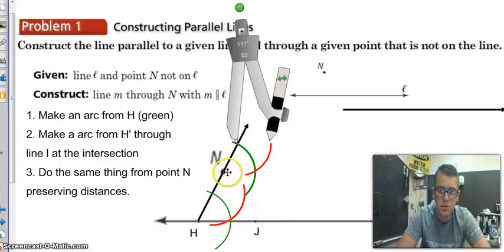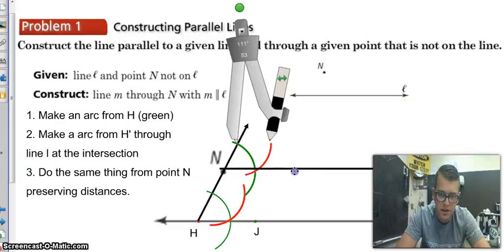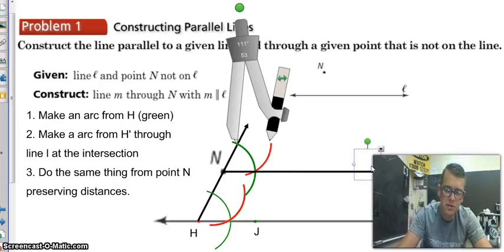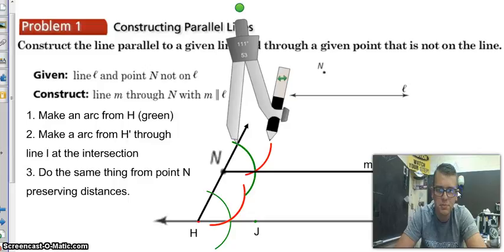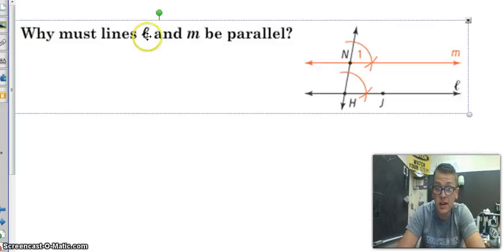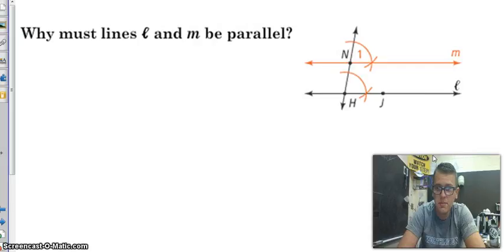So then my new line that goes through line N to be parallel to line L is going to go through that intersection point of those two arcs. And that we can then label M, as that is my new line that is parallel to the original line L. So then our got it question here asks us, why must lines L and M be parallel with each other? So we constructed this, but they're asking us, why must this be true?